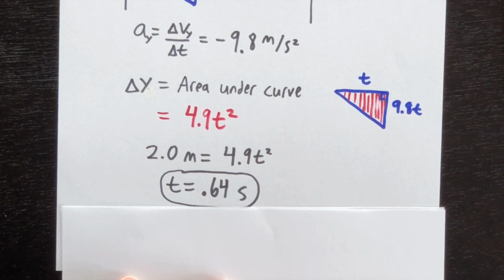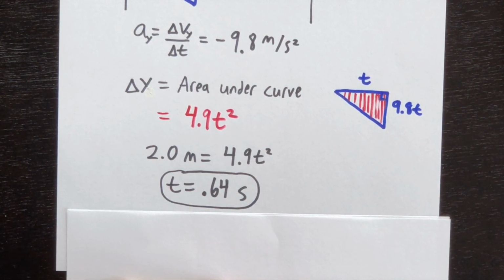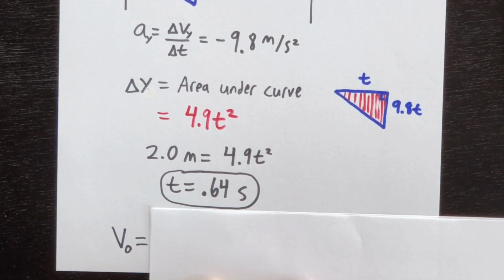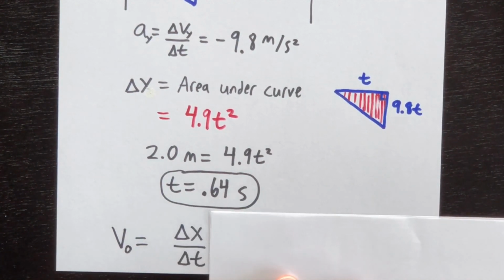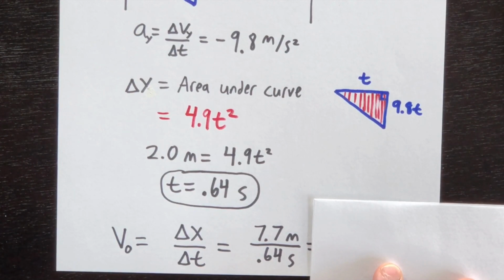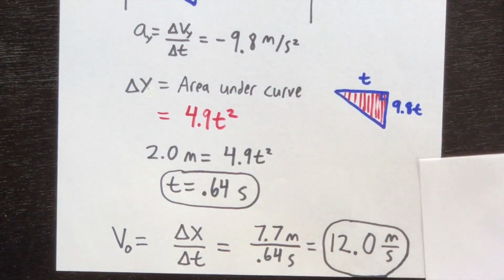The other thing that we want to figure out is how fast I initially threw it. It only starts with a horizontal velocity, since I throw it horizontally, and this can be given as the total distance it traveled horizontally over the time it's in the air. That's easy. It's just 7.7 meters that we measured at the beginning over the 0.64 seconds we just figured out, and I threw the ball at about 12 meters per second.